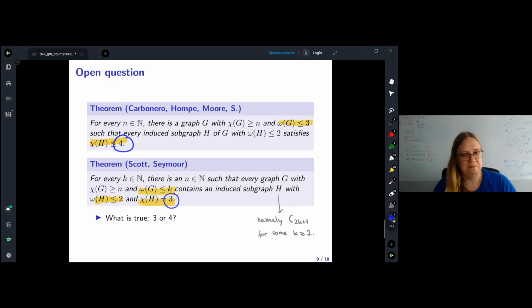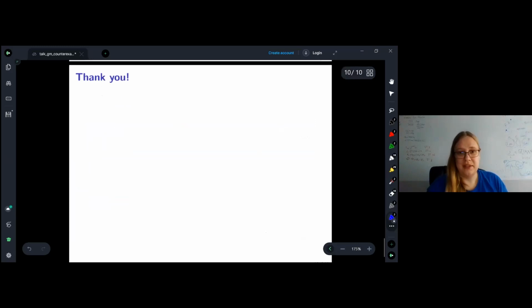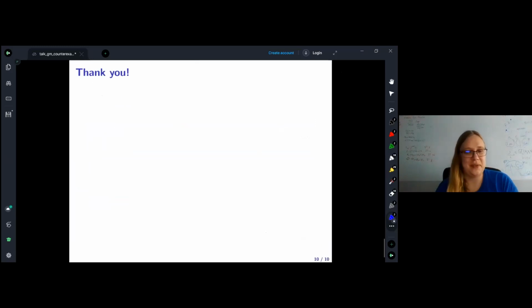But this is still open. It's tight except for this gap of 1. And that's all I wanted to say. Thank you, and stay here for the second talk.